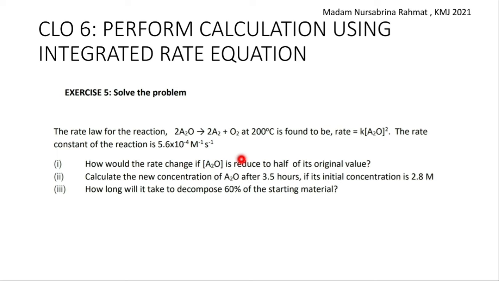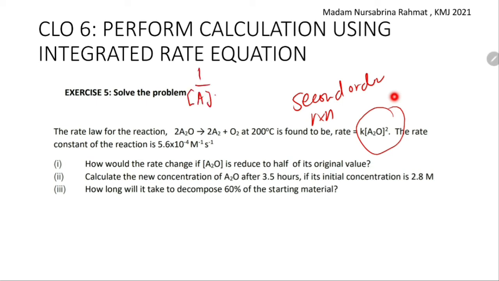Alright, so let's apply the formula to solving a question. You're given this chemical equation, and it states that the rate is k[A2O] to the power of 2. That means it's a second order reaction. You need to always identify the overall order of the reaction before you proceed with the next question. Second order reaction has this formula: 1 over concentration of At equals kt plus 1 over A naught. Then you use this integrated rate equation to solve all the questions given to you.